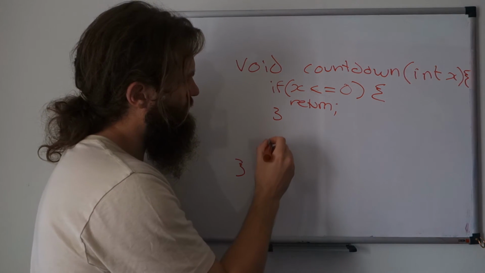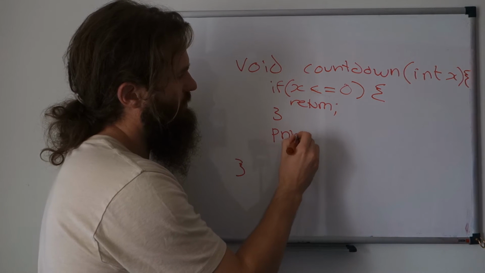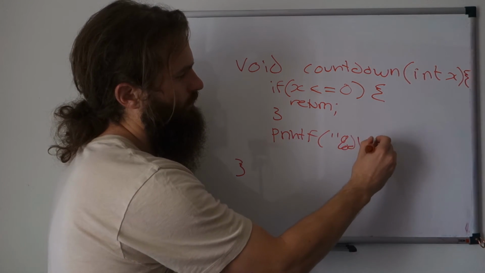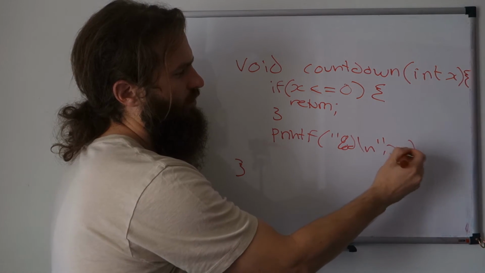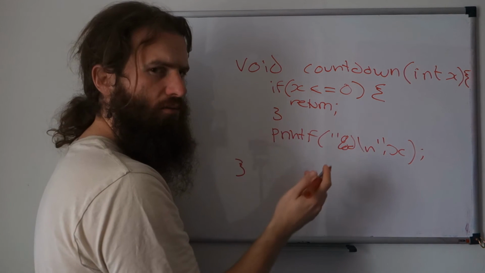Otherwise, what we will do is we're going to print out the current value of x in the normal way that we're familiar with now. And then we're going to call countdown again.